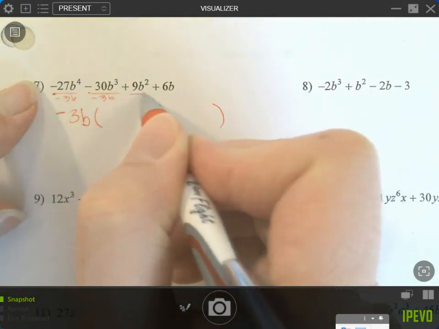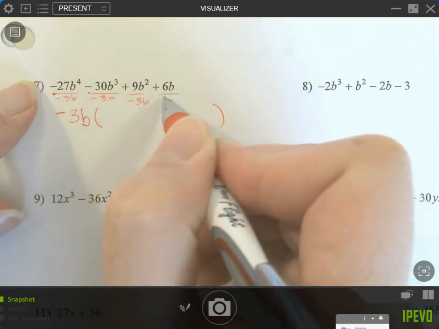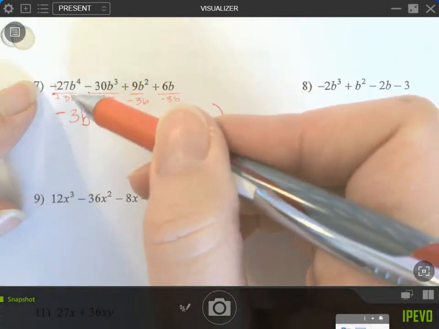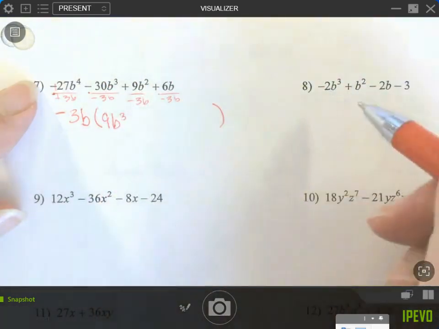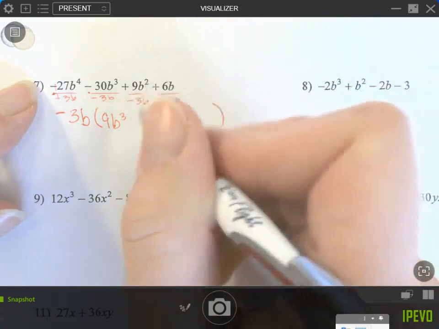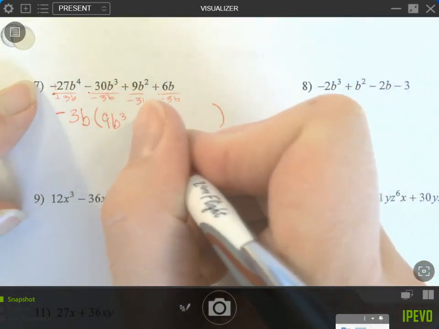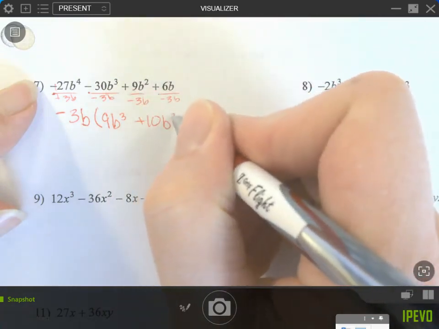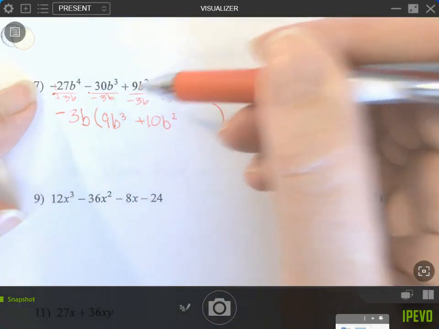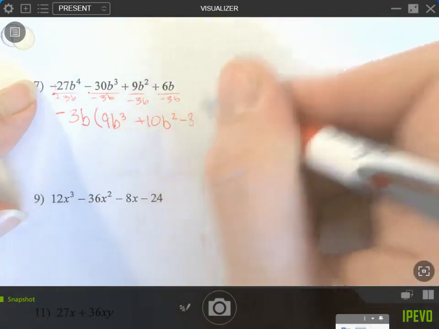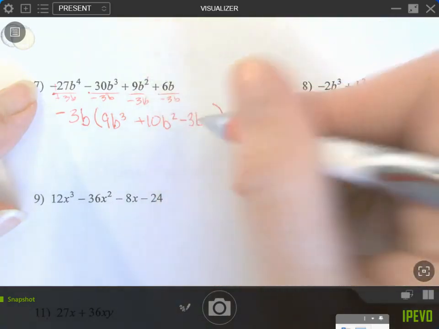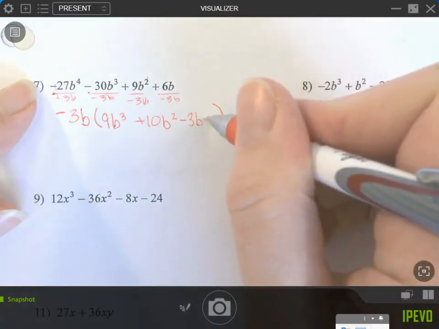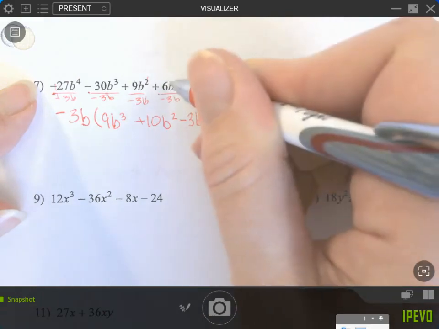So when I do this, I need to think about my sign and my number and then my variable. So this is going to be a positive 9. If I have 4 B's and I take 1 off, I have 3. Negative divided by negative is going to be a positive. If I divide by 3, I get positive 10. I have B to the third. I take 1 off. I get B what? Squared. Positive divided by negative is a negative 3. I take off 1 B. I'm left with 1. Positive divided by negative is a negative. 6 divided by 3 is 2, and my B's cancel.